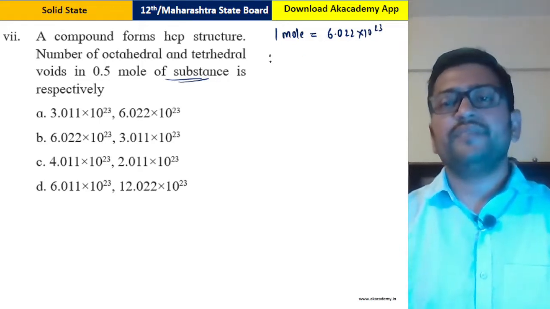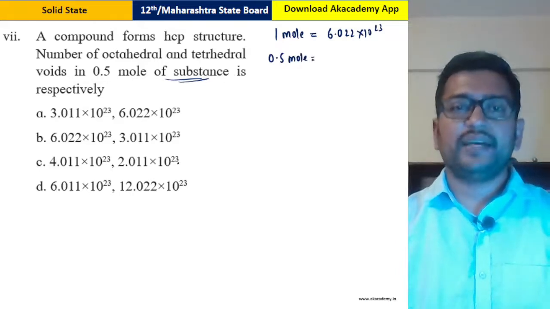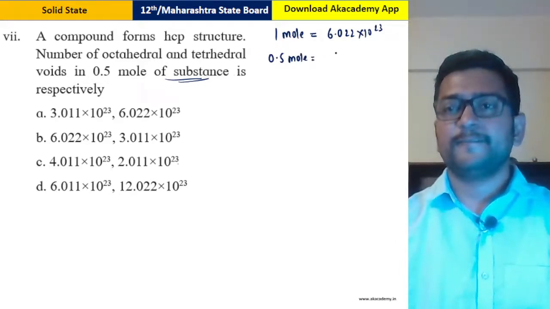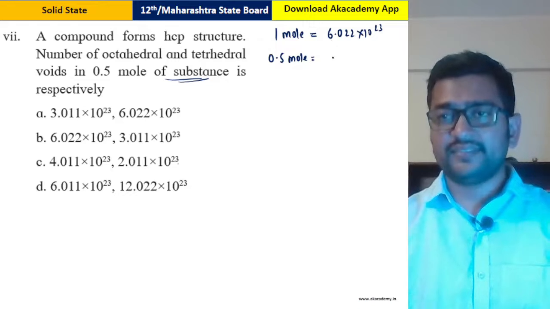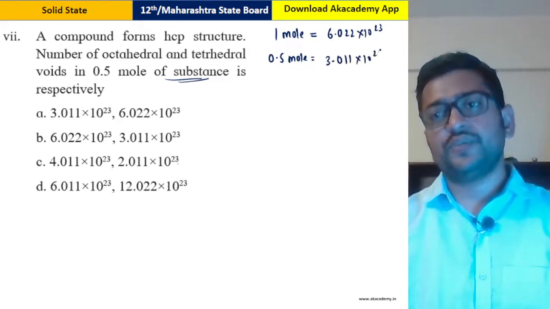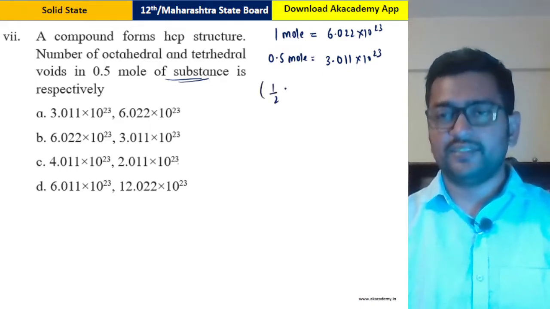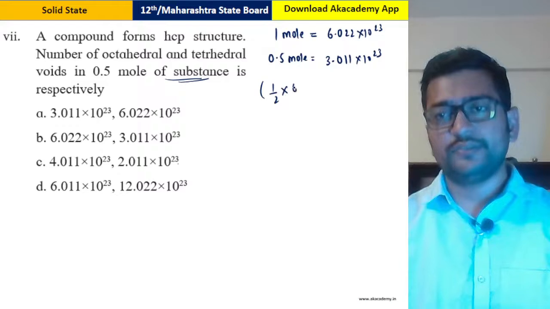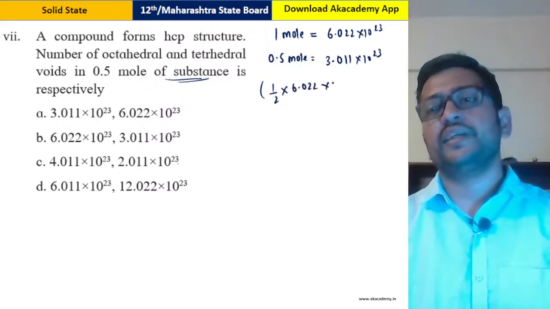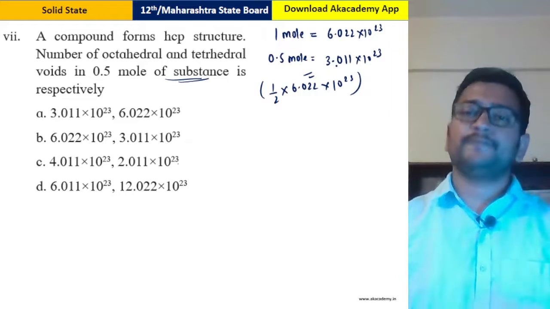Here we have been given 0.5 mole. So the total number of atoms you can imagine is half of this. Here I am writing 3.011 into 10 raised to 23. And how did I get it? I have basically multiplied by 0.5, or 1 by 2, into 6.022 into 10 raised to 23, and you will get this as your answer.